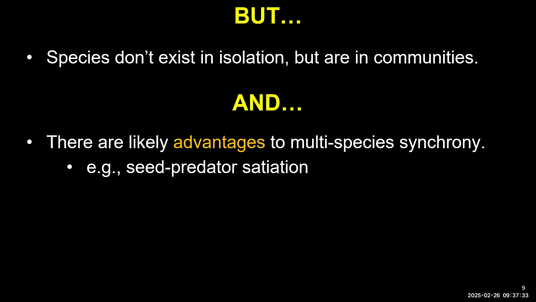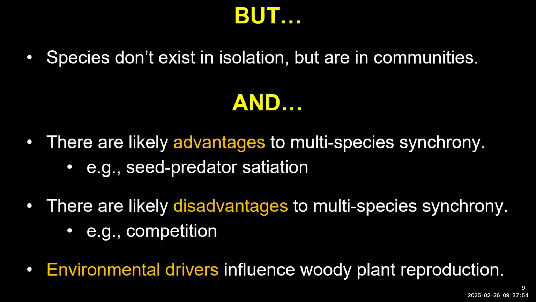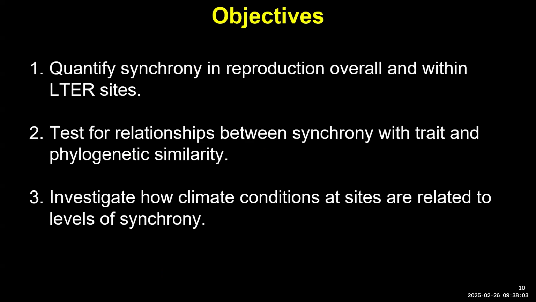So if they were synchronous, then there would be more effective satiation of seed predators, so keeping them low and then satiating them. However, there could be disadvantages to that multi-species synchrony. So maybe there'd be competition for suitable sites for germination if there's high levels of reproduction occurring across species at the same time. And then we can also think about environmental drivers that influence woody plant reproduction. And many of them tend to be similar, these cues for synchrony and the role that they play.